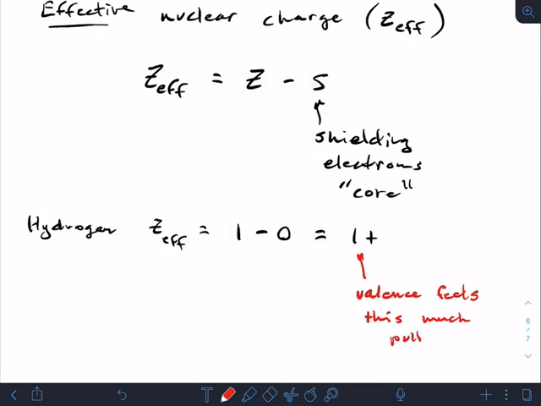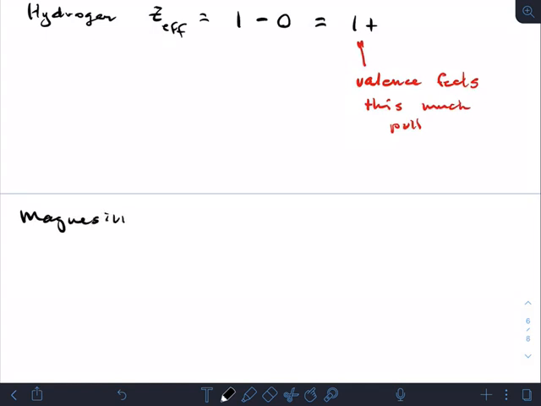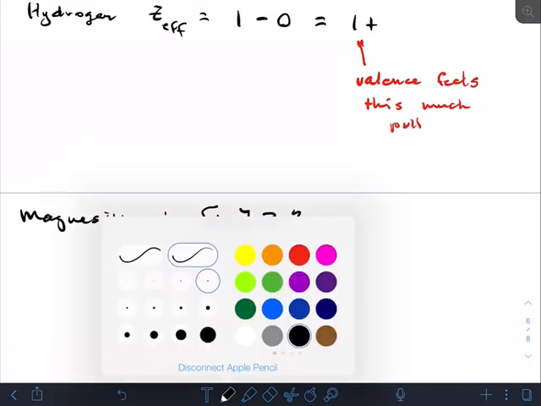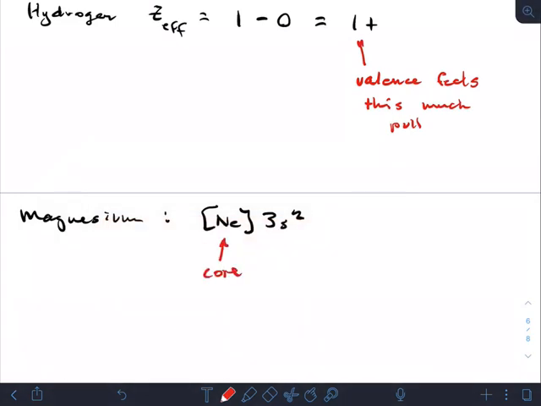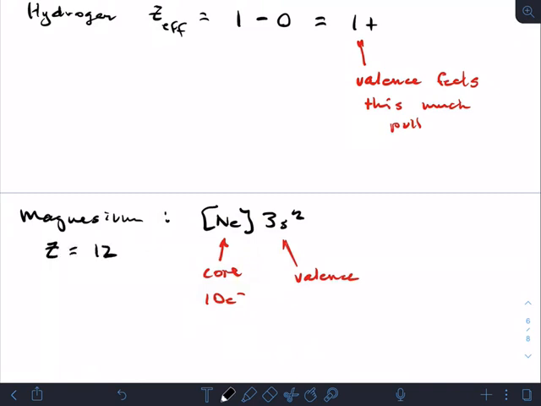Okay, so as Zeffective goes up, the valence electrons are feeling a stronger pull. So this is for hydrogen, which has a +1. So for magnesium, the electron configuration is neon 3s2, right? So my neon part, that's the core, and that has 10 electrons. Look it up on the periodic table. Neon has an atomic number of 10. If there are 10 protons and it's neutral, it should have 10 electrons. So the core has 10 electrons because of the neon. And then the valence is that 3s2. I have 2 valence electrons in the 3s orbital.